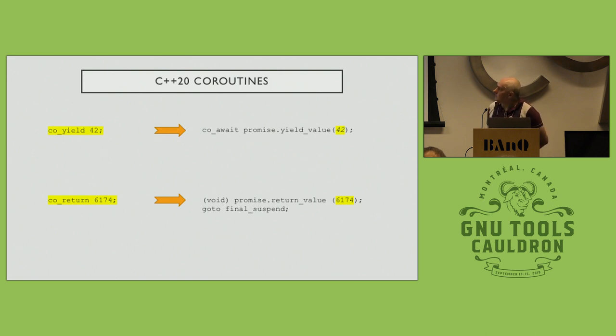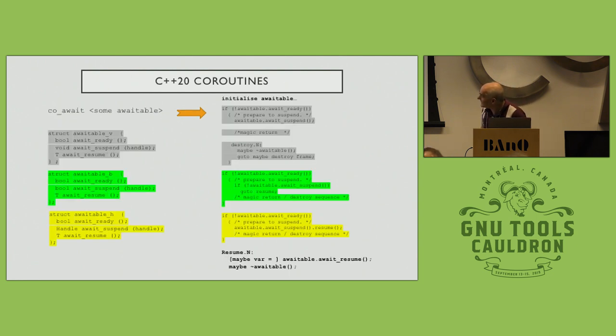The standard then says, if you see a co-yield, that actually corresponds to rewriting that code in terms of a co-await, and calling a method in your promise which yields a value. It also says that you rewrite a co-return as a call to a method in your promise class again, and then just going to final suspend. So right now, the three keywords have already become just one keyword. So the only keyword we need to worry about now is the co-await. And this is completely unreadable. Okay.